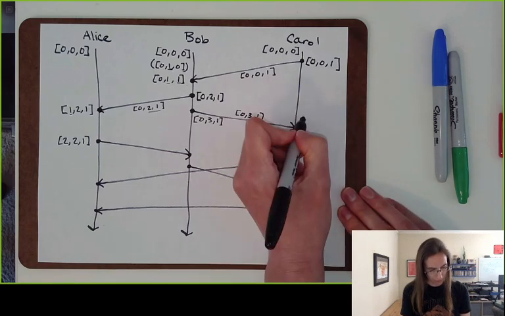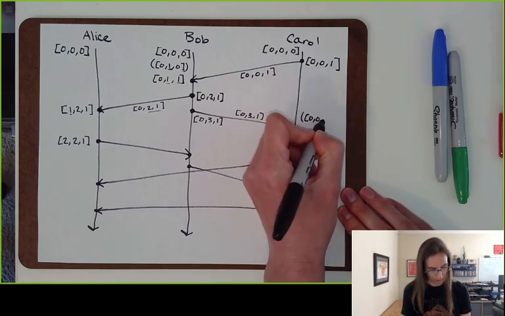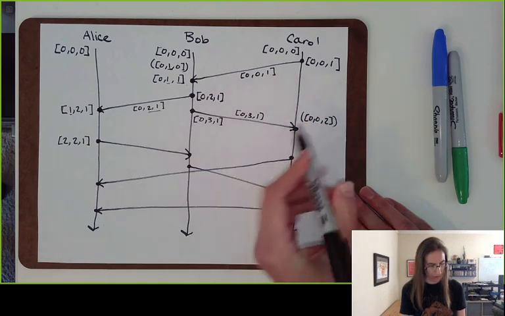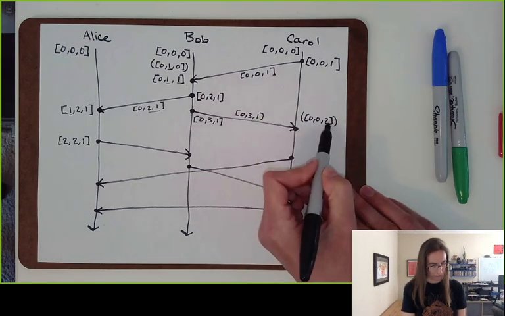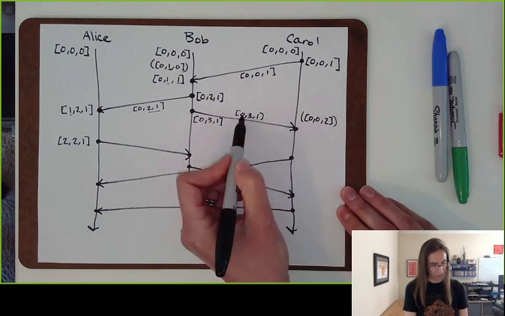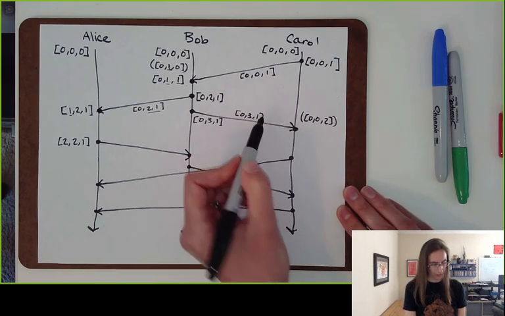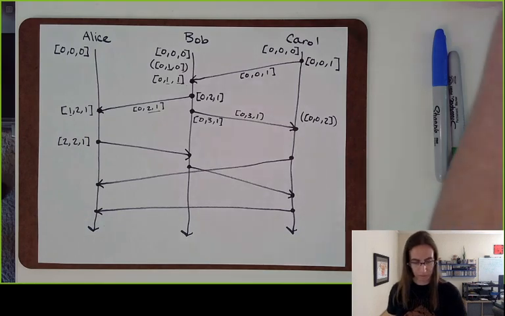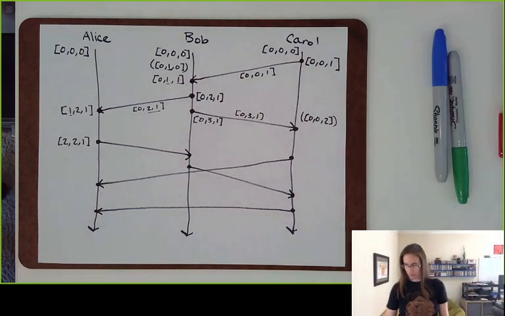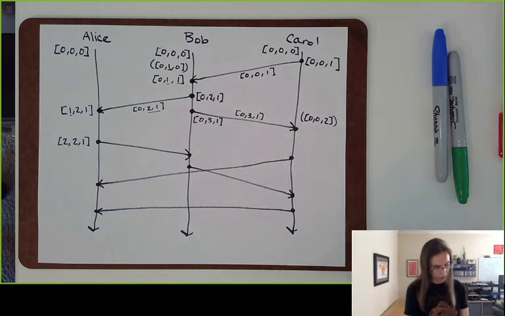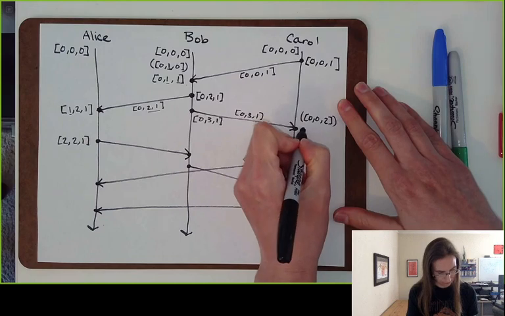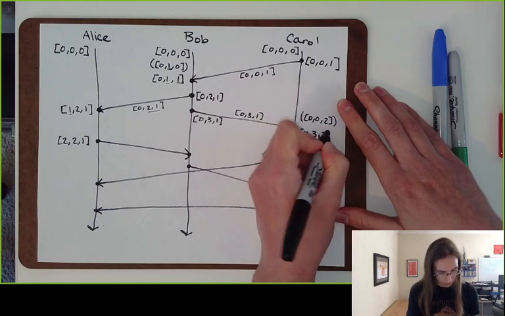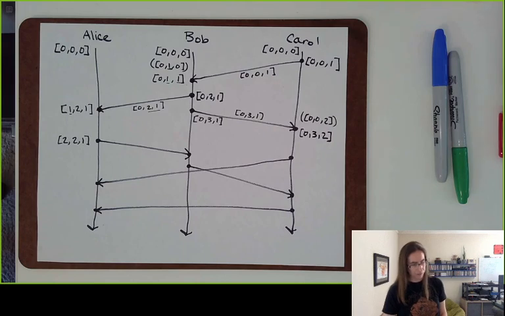So we can again put an intermediate value here if that helps us think about it. So that's what would happen if Carol just incremented her own position. And we're going to combine that with the 0, 3, 1 that came along here. So what does Carol's vector clock turn into here? Good. 0, 3, 2. Hopefully you're starting to get the idea.